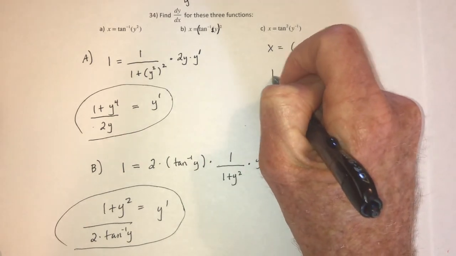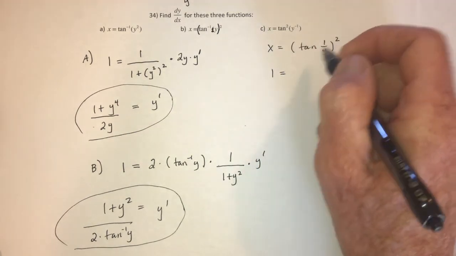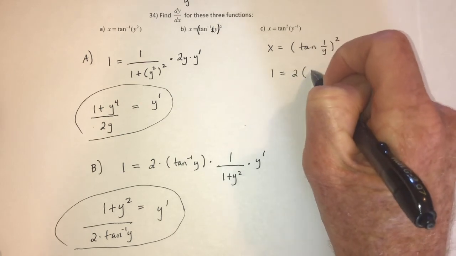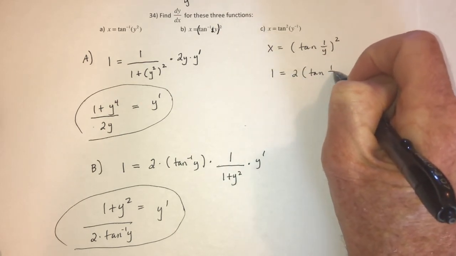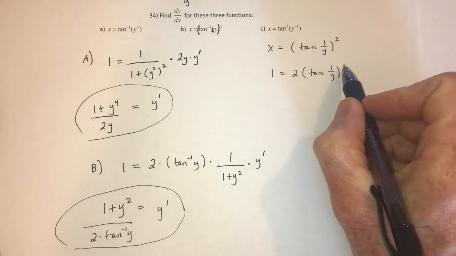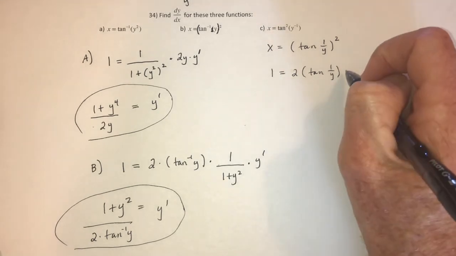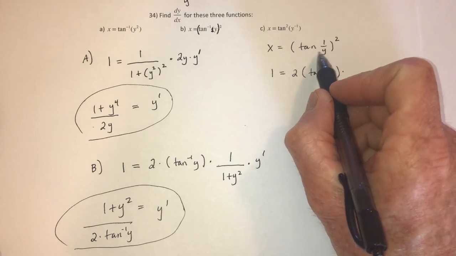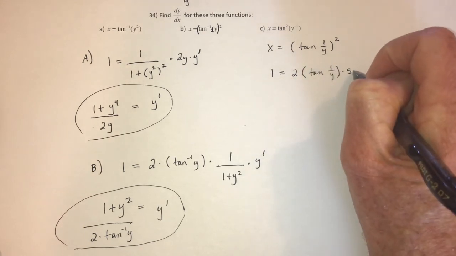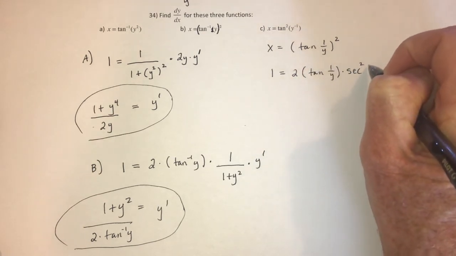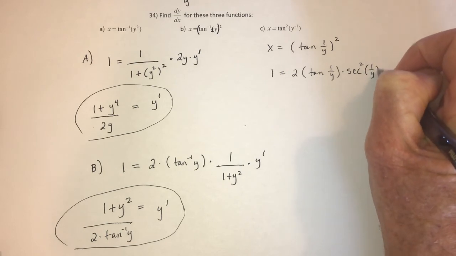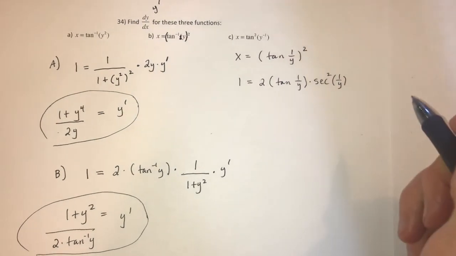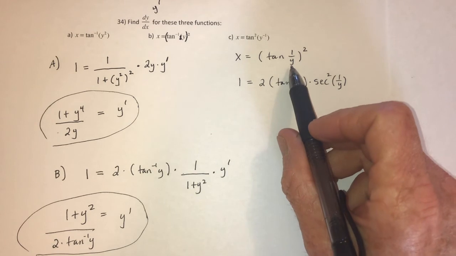Again, the derivative on the left side is 1, and then for this one, the 2 goes down in front, and then it'll be tangent of 1 over y, then subtract 1 from the exponent. Now, take the derivative of what's inside the parentheses. The derivative of tangent is secant squared, so this will be secant squared of 1 over y, and then take the derivative of 1 over y.